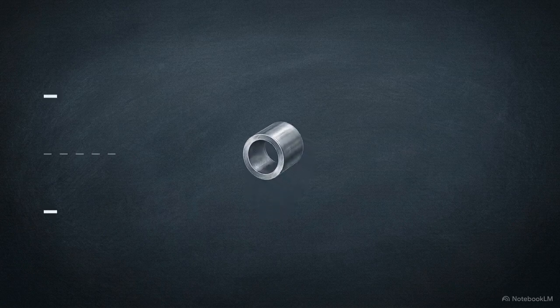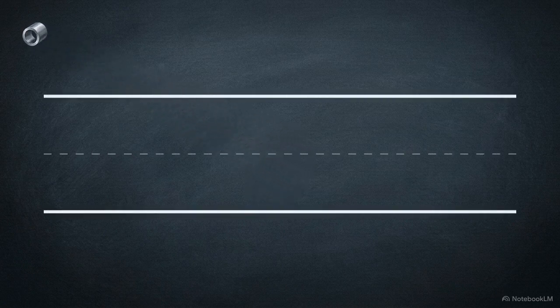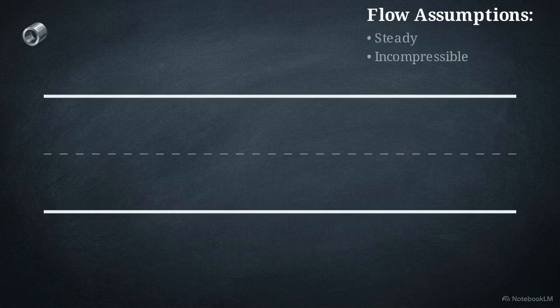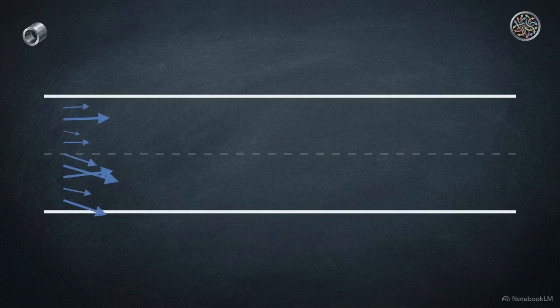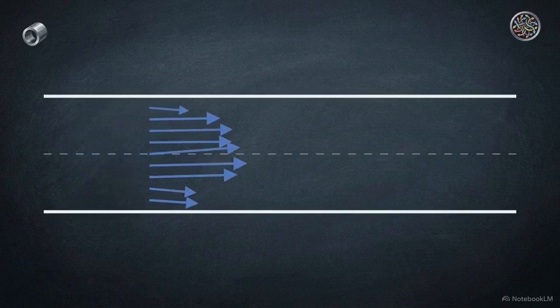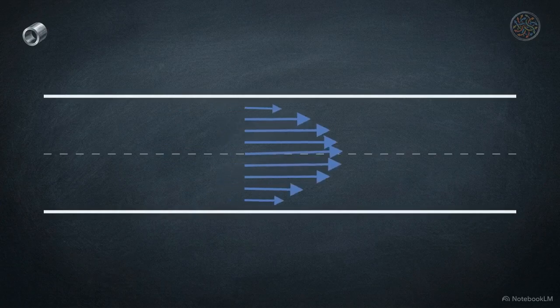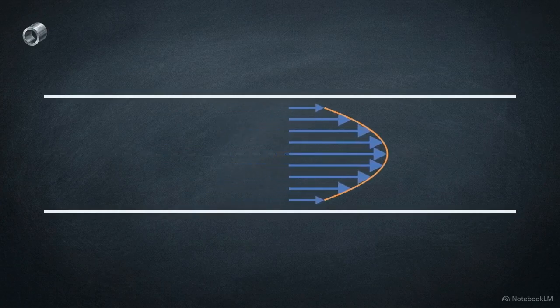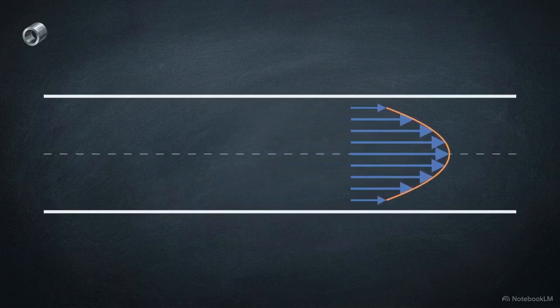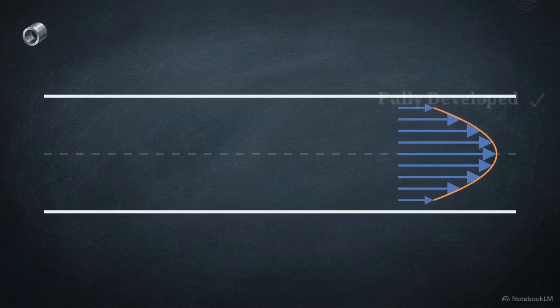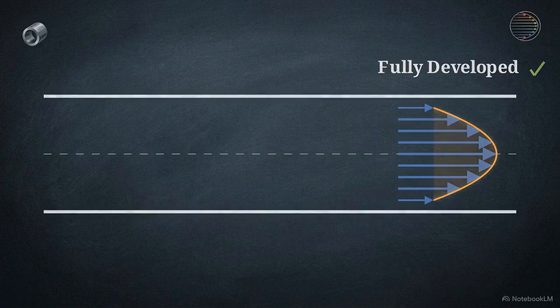We begin by examining the heat transfer of a fluid flowing through a straight, circular pipe. To make these calculations possible, we assume the flow is steady, incompressible, and moving in smooth, laminar layers. Fluid entering a pipe often moves chaotically, but as it travels, the layers eventually settle into a stable, parabolic velocity and temperature profile. At this point, we categorize the flow as fully developed.